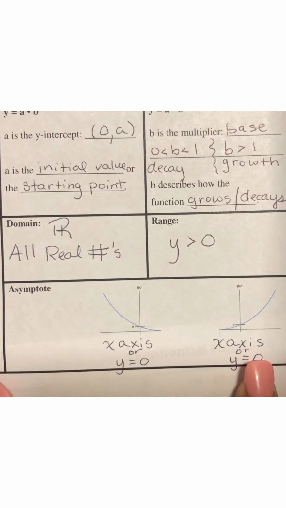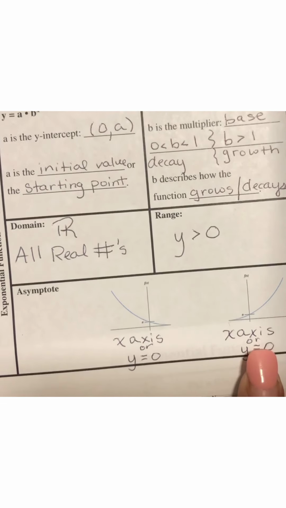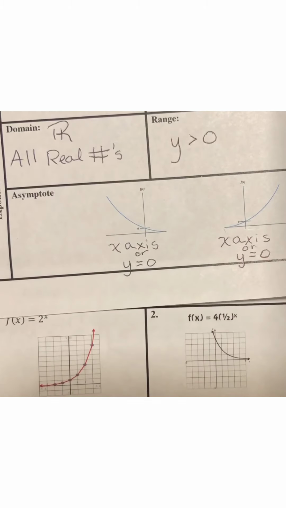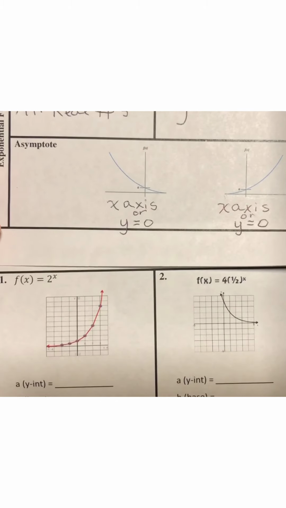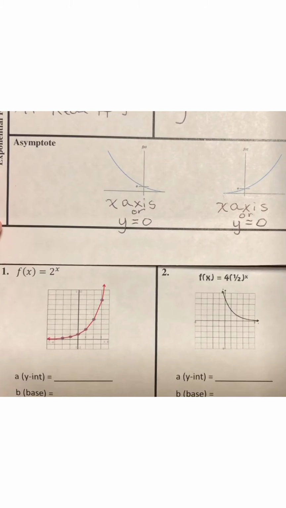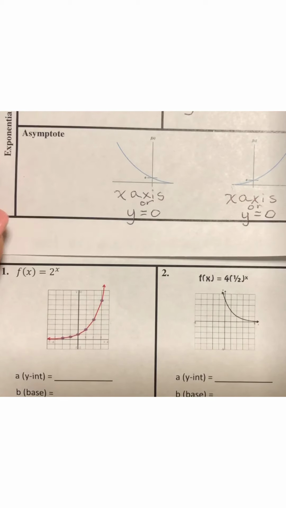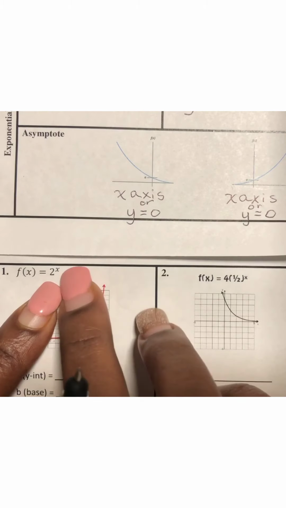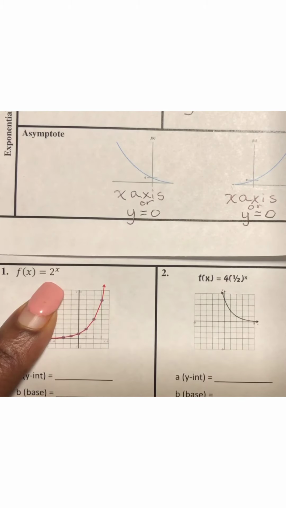Now, we're going to take everything that we've learned and apply it to a couple of examples, okay? So let's look at number 1. Number 1 says f of x equals 2 to the x, all right? Now, let's rewrite this because I only see one number present. The number that has the exponent attached to it will always be b. But Miss Reese, where is a? Well, I'm so glad you asked.